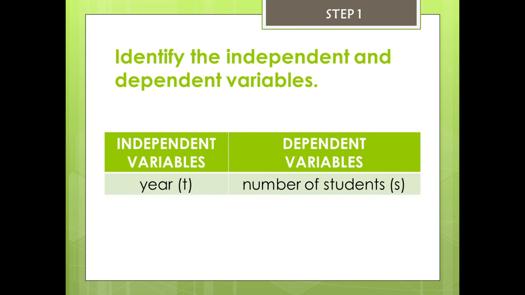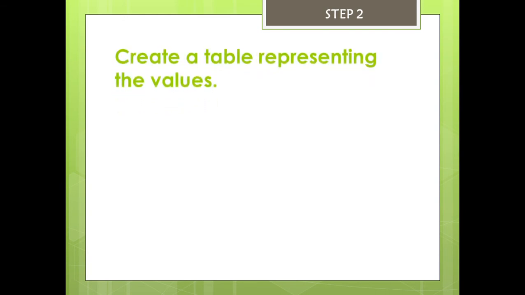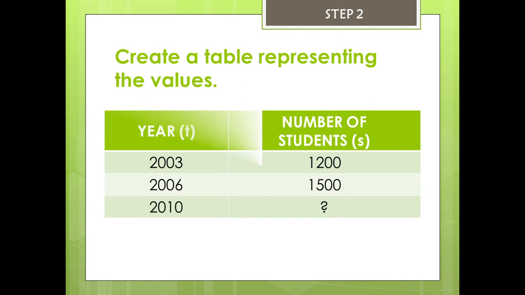Okay? Step number 2, create a table representing the values. So, using the columns for year and the number of students, we have here 2003. Nung 2003, meron tayong 1,200. Nung 2006, meron tayong 1,500. And then, nung 2010, ito po yung kailangan nating ma-identify.